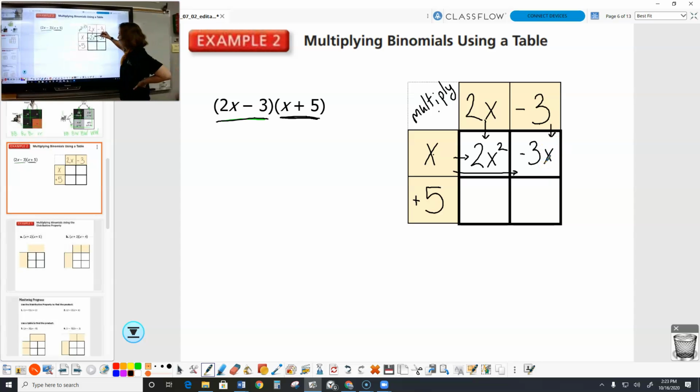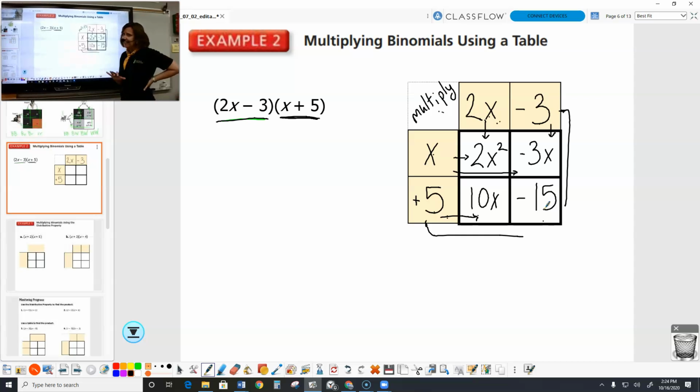All right, now for this square, we're going to take this one and this one. Okay, so we're going to say 2x and positive 5. Let's multiply that together. 2x times positive 5 is going to be 10x. And for this last one, we're going to take this one and this one. Okay, so I'm going to bring this one down, and I'm going to bring this one across. Multiply negative 3 times positive 5. That's negative 15.